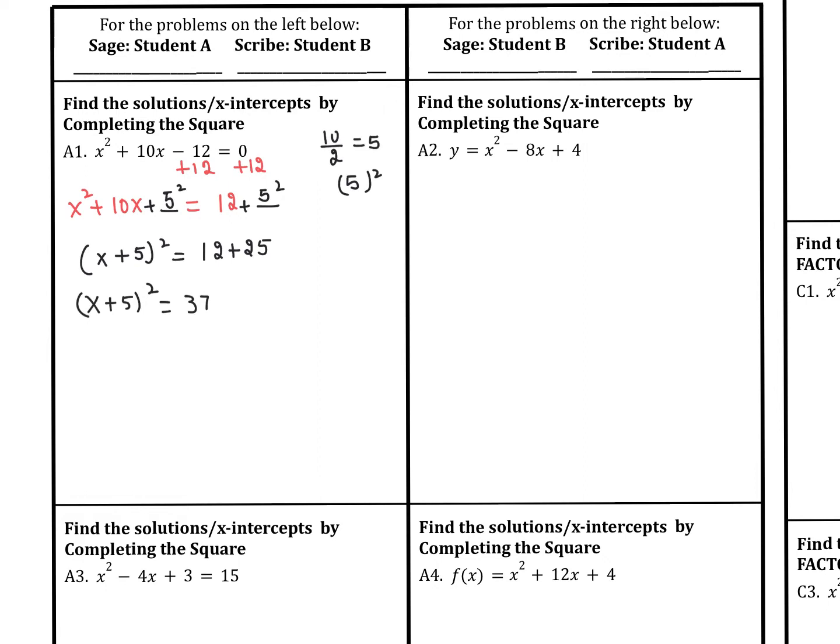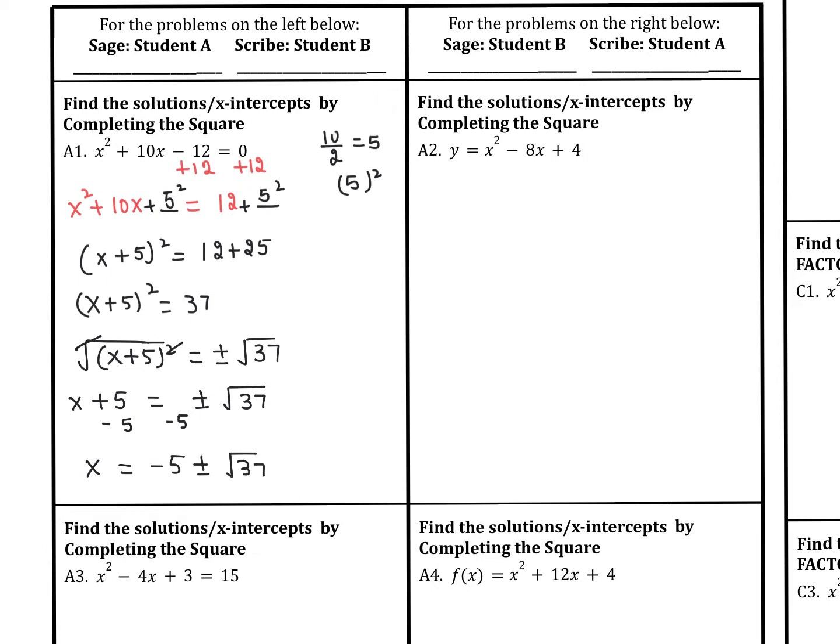Now to get rid of the square and to find x by itself, you're going to take a square root on both sides. You're going to get plus or minus square root 37. Square and square root cancel. x plus 5 equals plus or minus square root 37. Minus 5 on both sides. x equals negative 5 plus or minus square root 37. There are two answers to this. One is negative 5 plus square root 37, and the other is negative 5 minus square root 37.